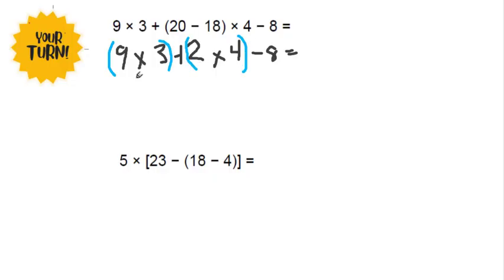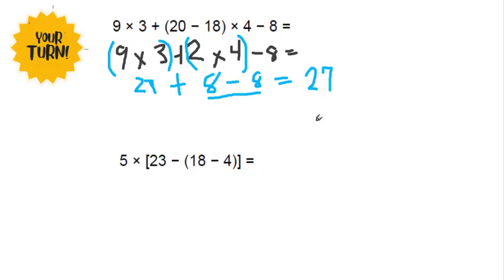So let's solve those. 9 times 3 is 27. I do have that plus sign in the middle. 2 times 4 is 8 minus 8. Now, some of you see this right away. 8 minus 8 is 0. So your answer will be 27. Or maybe you said 27 plus 8 is 35, minus 8 is 27. Whichever way you want to do it, which makes sense to you, they both come out the same. But you have to do it in the order from left to right, okay?